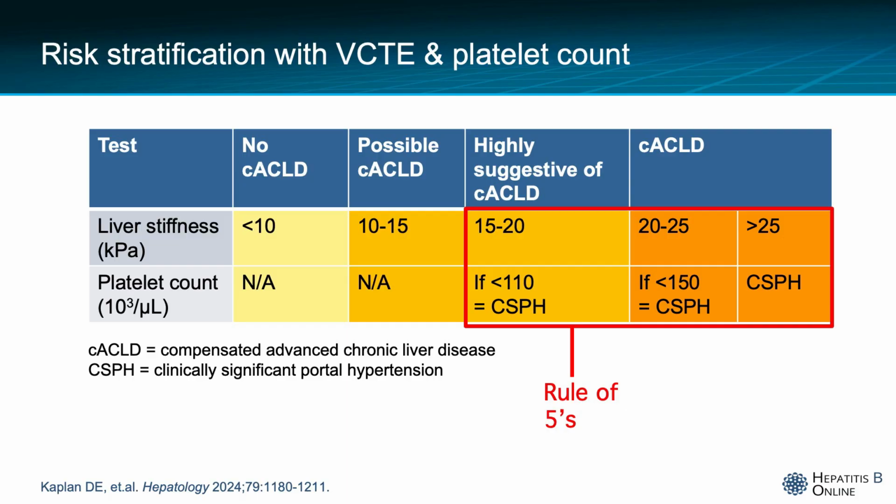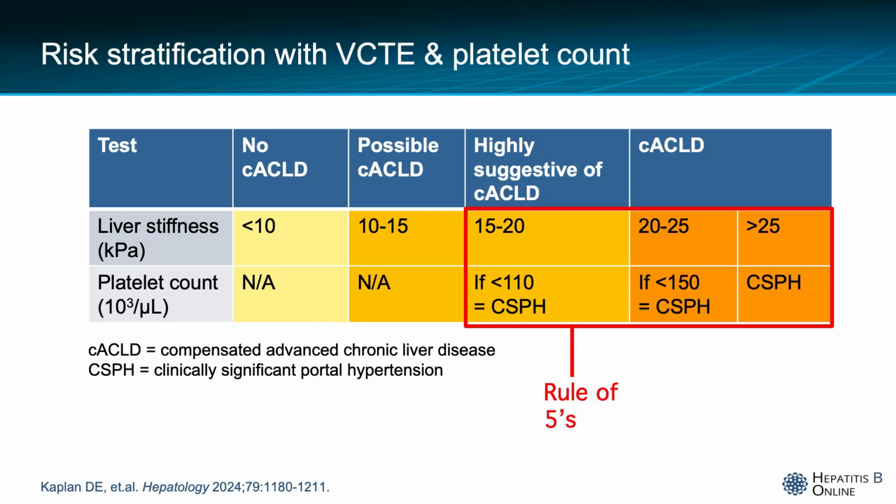So using these two measures, liver stiffness and platelets, we now have validated cutoffs to define CSPH using the rule of fives. At less than 10 kilopascal, we can confidently rule out compensated advanced CLD, which is essentially cirrhosis. Moving up to 15 or greater, we officially rule in cirrhosis, or cACLD, and these folks need monitoring. A liver stiffness greater than 25 kilopascal, we can confidently rule in CSPH. This ends up being a fairly major benchmark with a positive predictive value of greater than 90% for CSPH.